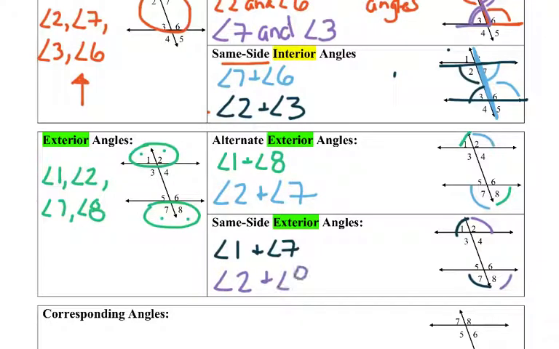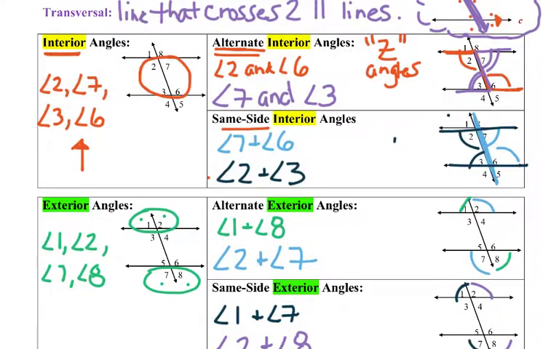So that's a lot of different kinds of angles, right? Interiors on the inside: 1, 2, 7, 3, and 6 in this picture. Then we've got the Z angles, 2 and 6, 7 and 3. Same side interior, 2 and 3, 7 and 6. Similarly, the exterior on the outside: 1, 2, 7, 8 in that picture. 1 and 8 and 2 and 7 are alternate exterior, and then 1 and 7 and 2 and 8 are same side exterior.